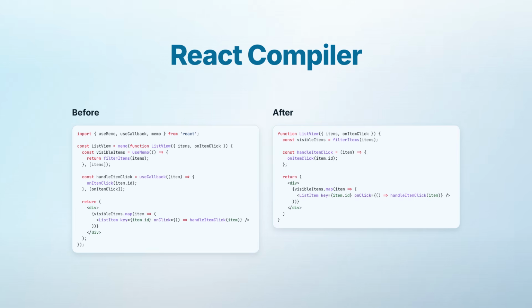React 19 adds support for React compiler. Until now, we've handled memoization manually. We use React.memo, useMemo and useCallback to control re-renders and avoid unnecessary work. But that approach adds extra logic to our components and it's easy to misuse. React compiler changes that. Let's break this down step by step.